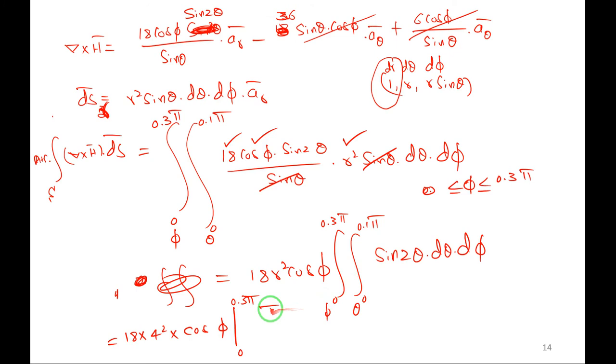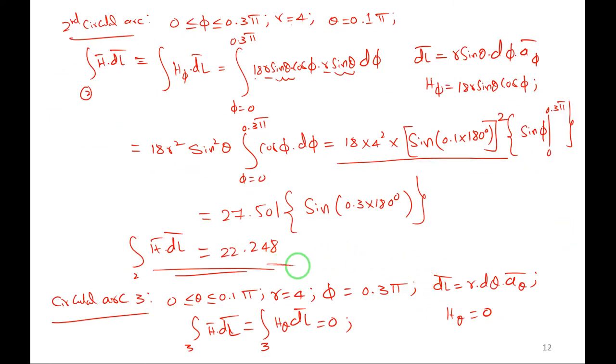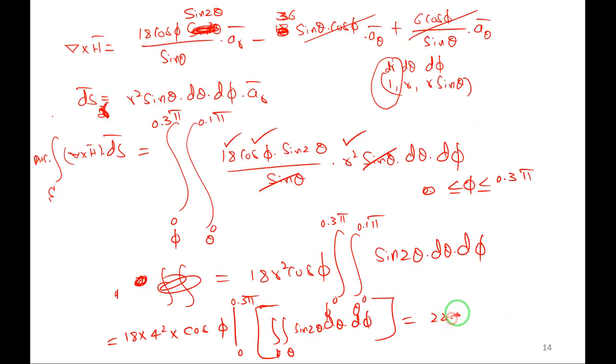Then integration part, shall I leave it to you? Integrate it. If any mistake is there, please get back to me. So this is theta and this is phi. So after you take once, substitute 0.3 pi minus cos 0 and you calculate and multiply 18 into 4 square and integrate it, and finally you have to get same as LHS. What is the LHS we got? 22.248. Please try it out or else get back to me. I will solve and give, right? So I will wind up today's lecture.